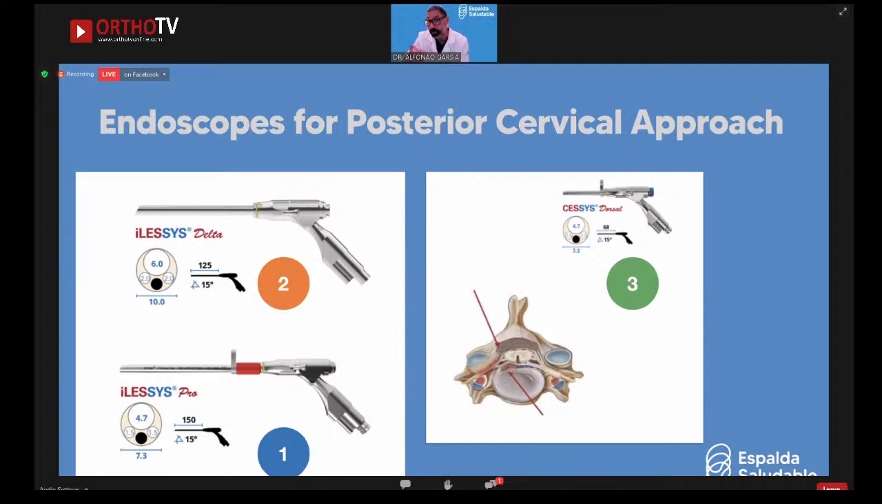And the very recently developed cervical dorsal endoscope is a very short, maneuverable scope with exactly the same width dimensions as the ELISES Pro and the same working channel width, also with the same 15 degrees angle for the scope. So you are almost looking directly downward with the scope.